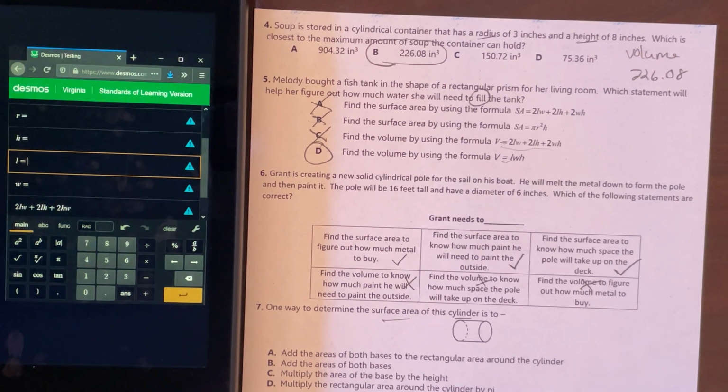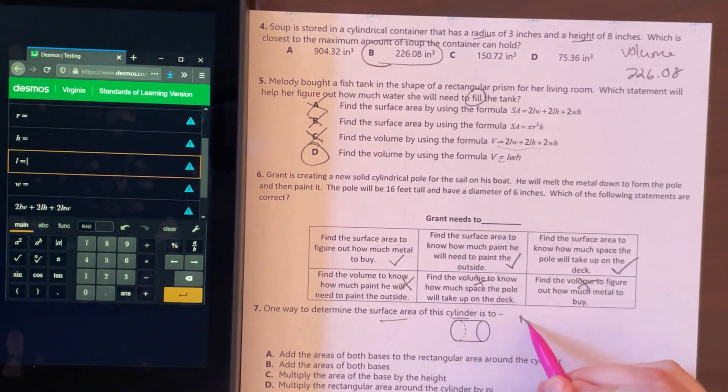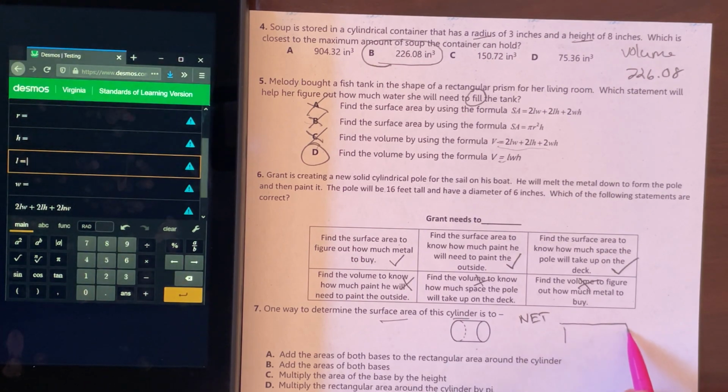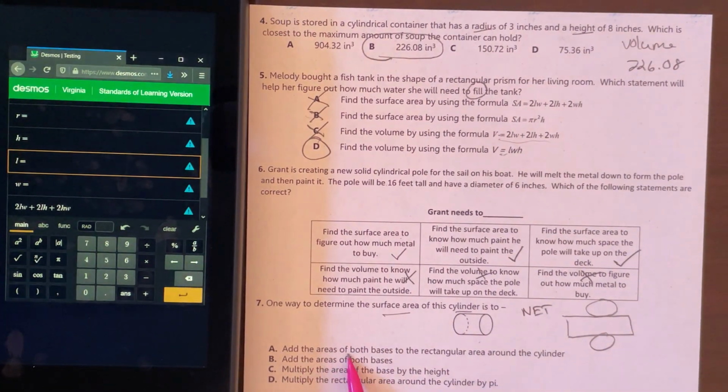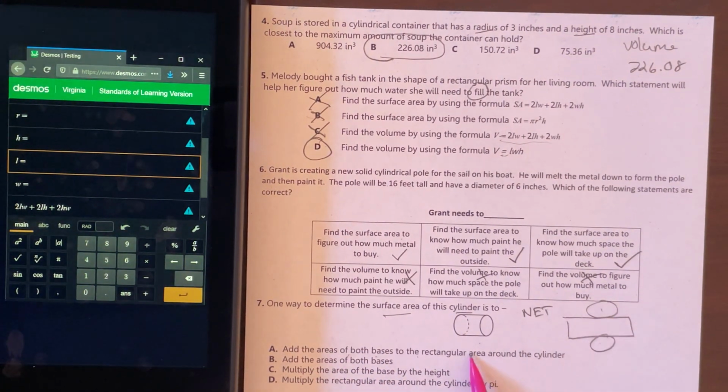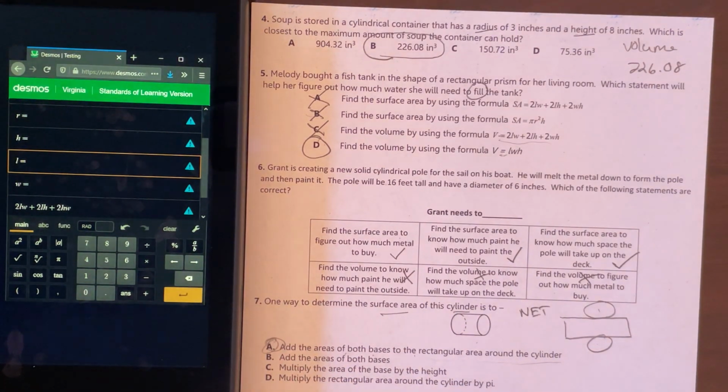If you think about it, when you draw out the net of a cylinder, it kind of looks like that division sign. So we have that rectangle, that's that lateral face, and then we have the two bases. And so it was saying add the areas of both bases and the rectangular area around the cylinder. So we're going to say that's actually that first one. You can make sure that you can picture what those look like.